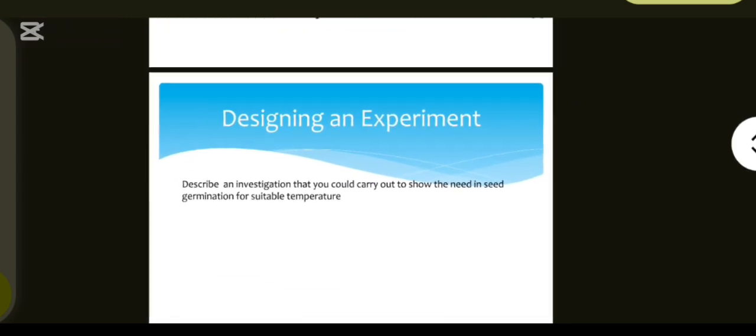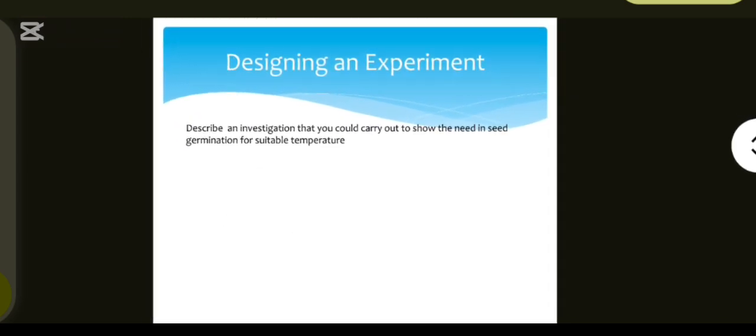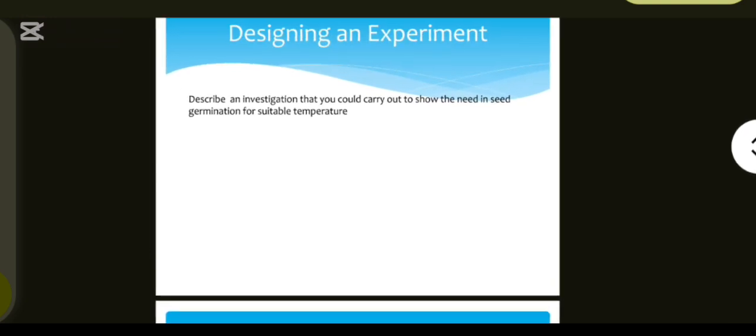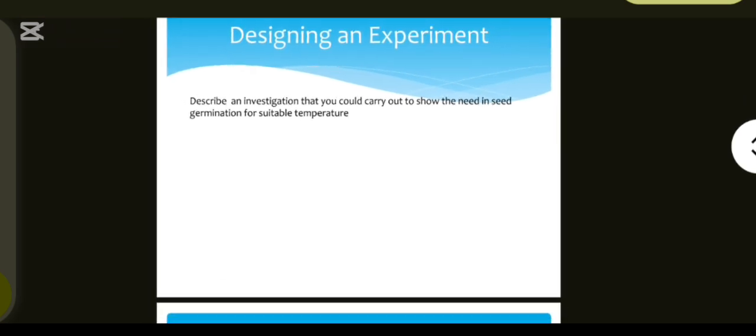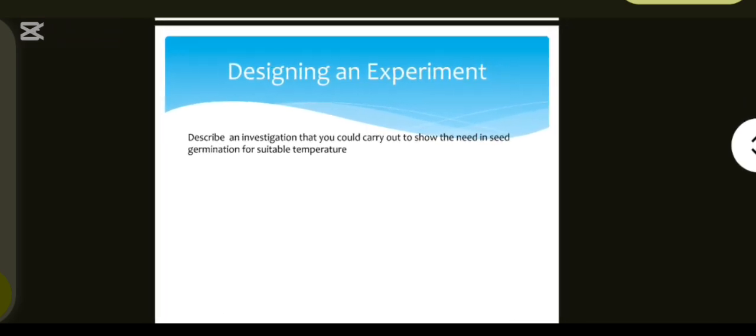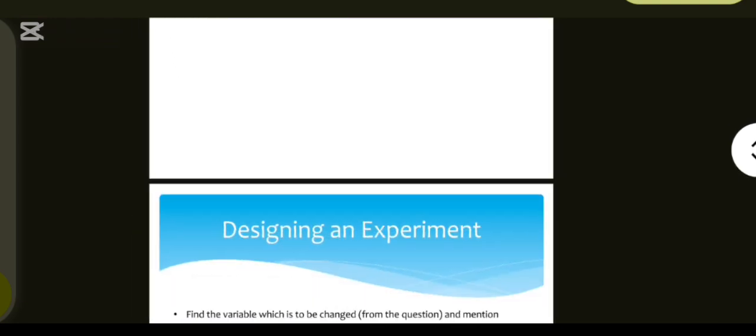Let's move on to design an experiment. Let's specifically talk about how you have to describe an investigation that you could carry out to show the need in seed germination for suitable temperature, the requirement of temperature. So here temperature is an independent variable. We can change the temperature according to our requirement or investigation.